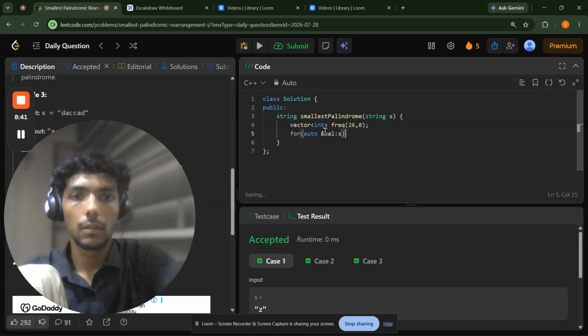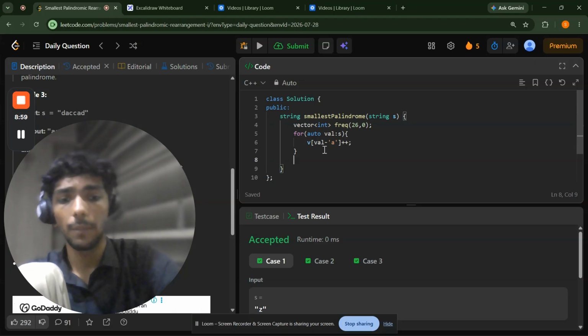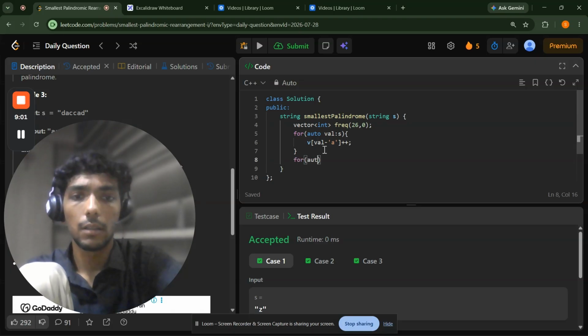Let's not use the for each loop. At that, which is val minus A, we will find the index using this and increment it by 1. And we will make changes in the S itself only. Now we will traverse this frequency. I'll explain in detail in a while.